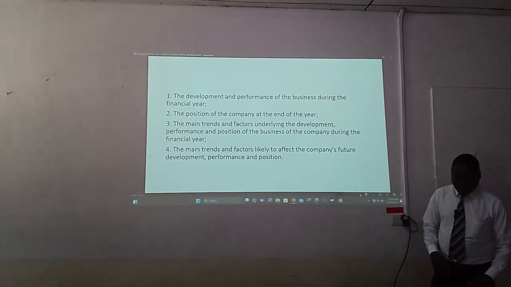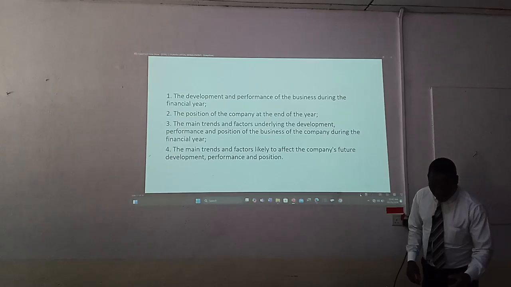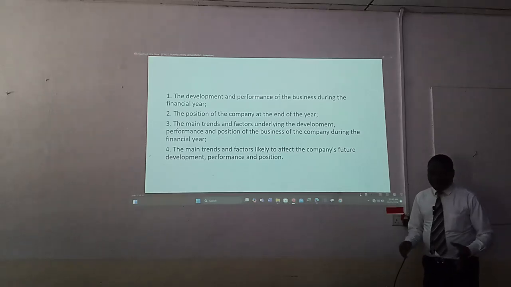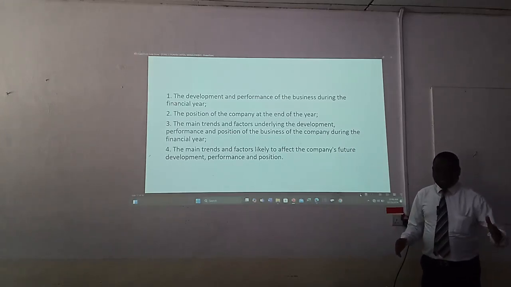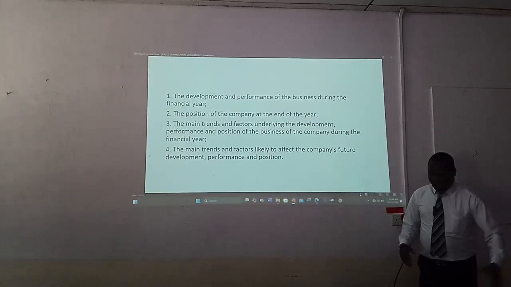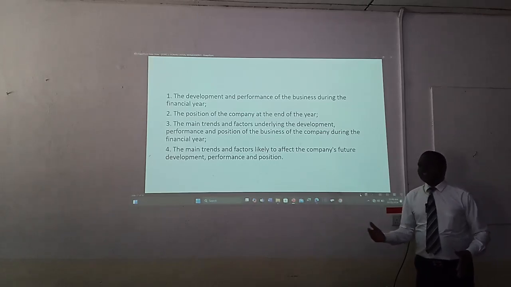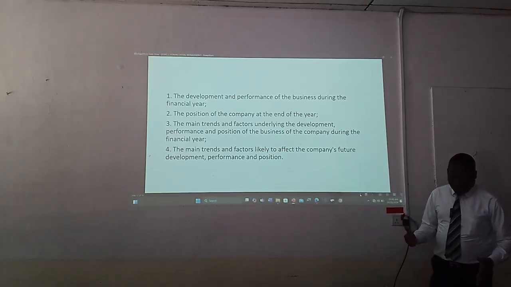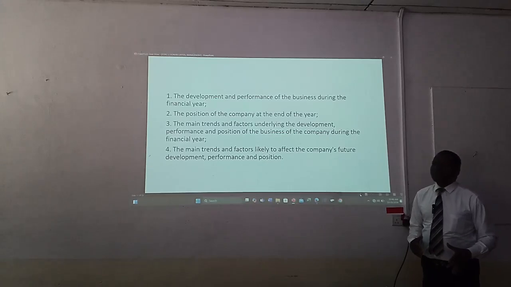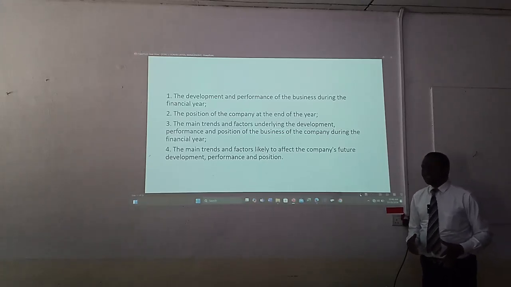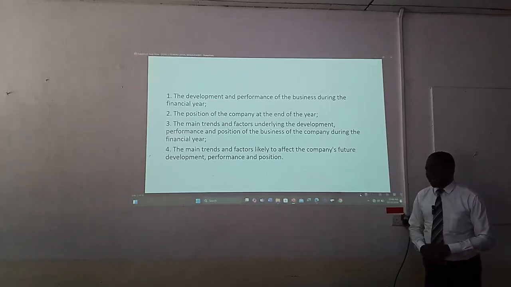The main trends and factors underlying the development, performance, and position of the business of the company during the financial year. So the main trends and factors must be underlined, must be put in place, must be seen clearly. What is it that you have made on the way? And as you were going through, how have you managed those factors? And then where are you as of today? Are you done with the problems that you had in the early days of the year? And so on and so on. So these things must be put in the report.